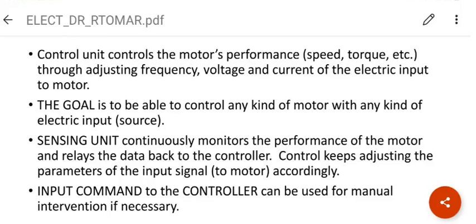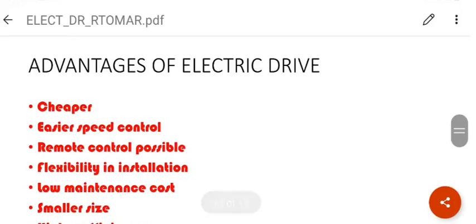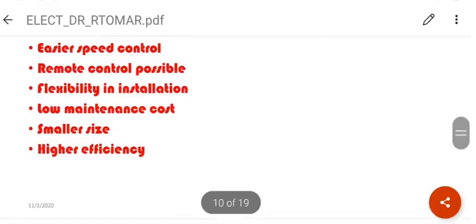Okay, most of this is self-explanatory. Advantages: electric drives can be cheaper, they can have easier control. Remote control is possible through wireless technologies. You don't have to be physically on the site all the time. Installation is more flexible. Maintenance is easier and cheaper. Generally, they are smaller in size than mechanical drives, and efficiency is also higher, in general at least.